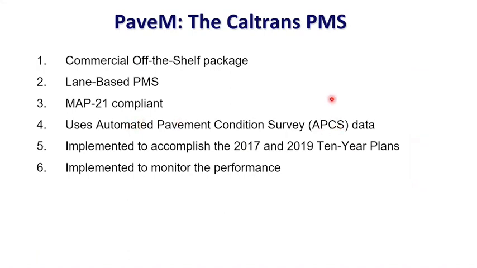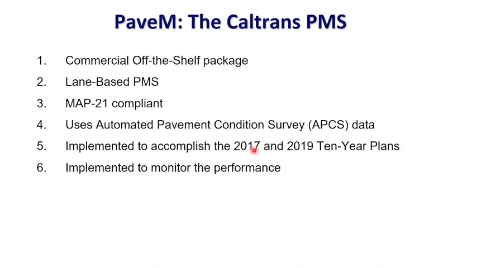The current Caltrans pavement management system we call PAVM. It is a commercially off-the-shelf package, a lane-mile based PMS, MAP-21 compliant, and it uses automated APCS data. This PAVM will serve us big time in developing the asset management system. We already use this system to develop the 2017, 2019, and now the 2021 10-year plans.